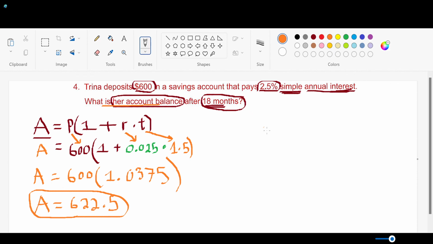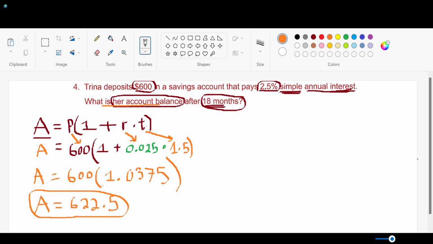I hope that helps, and let me know if you have any questions. I am more than happy to do more examples for you. Remember though, in this problem they're asking for the account balance, which is A. But in some problems, they may give you the account balance, the time, and the initial deposit, and ask you to find the rate. Or they give you the account balance, the principal, and the rate, and ask you to find the time. So it depends on the question.